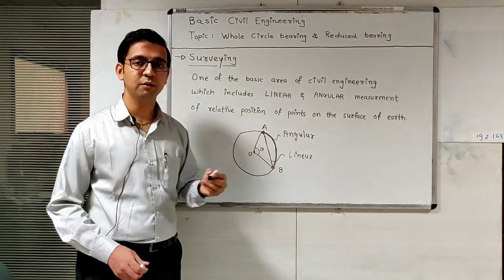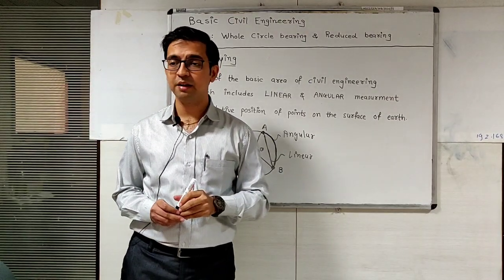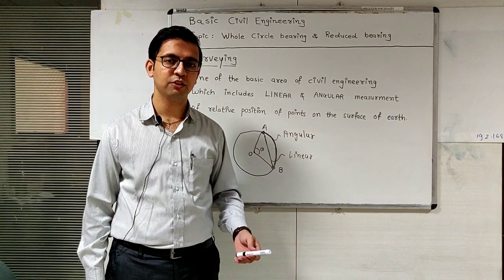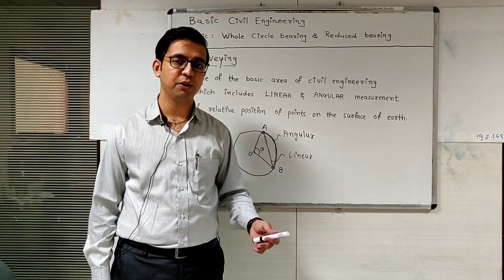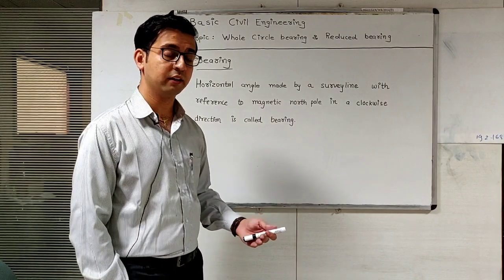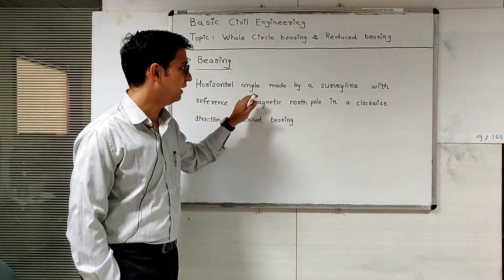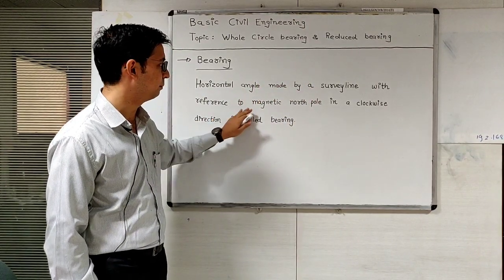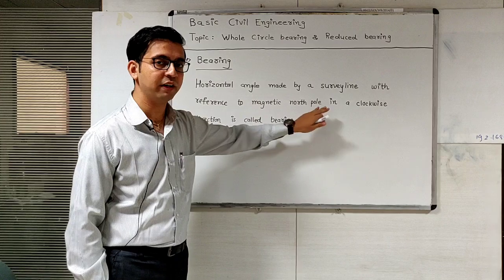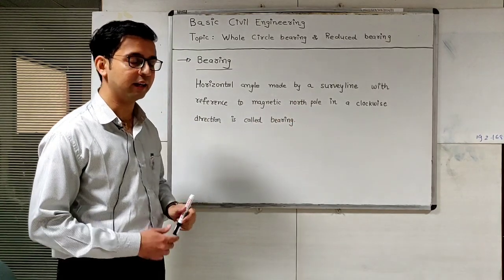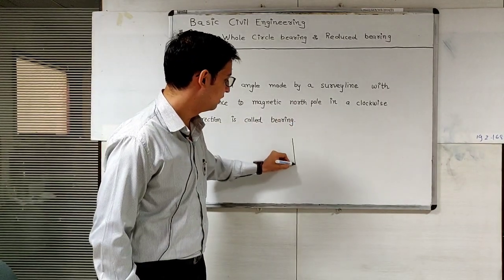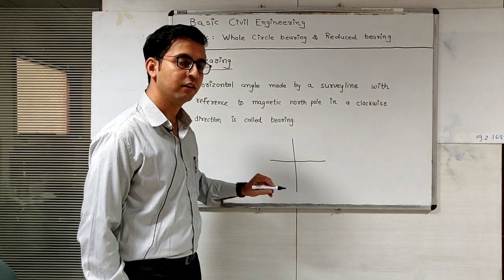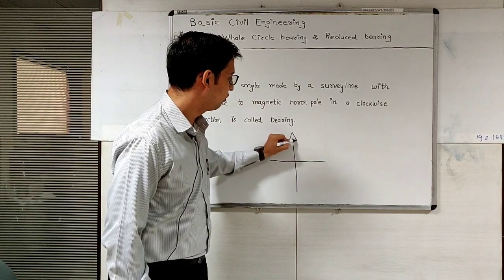Linear and angular measurement is done to enable the civil engineer to obtain information of the ground, to locate points on the ground, and to prepare a map of a particular location. Now the next point, which is bearing. Bearing is the horizontal angle made by a survey line with reference to the magnetic north pole in a clockwise direction.